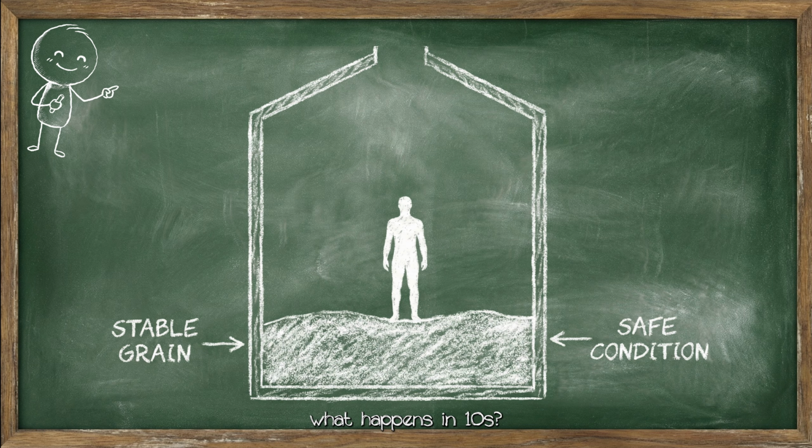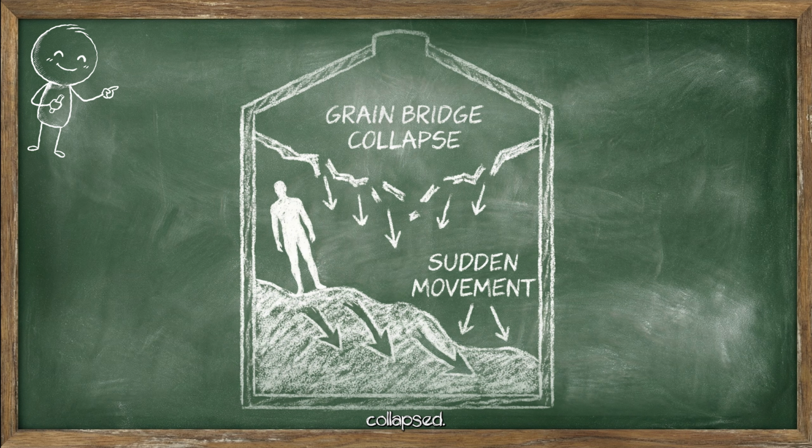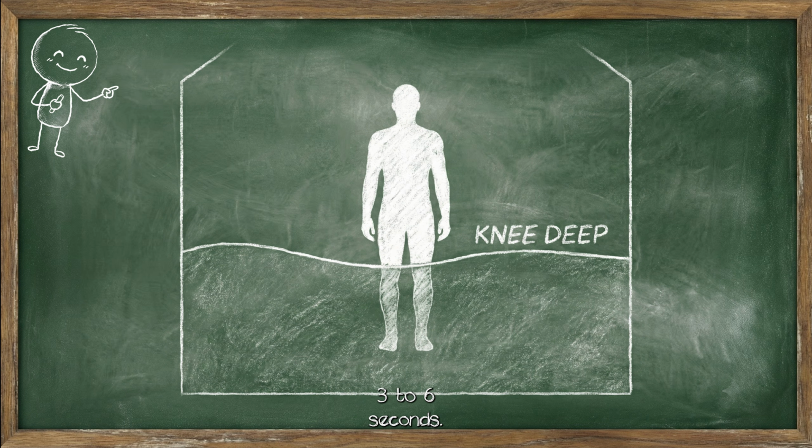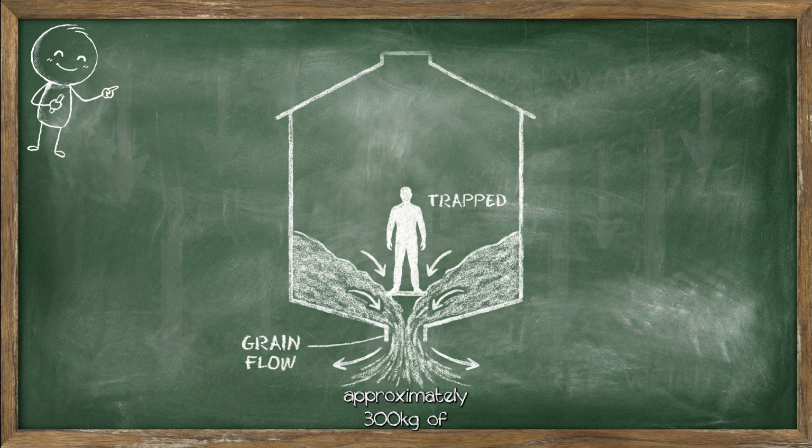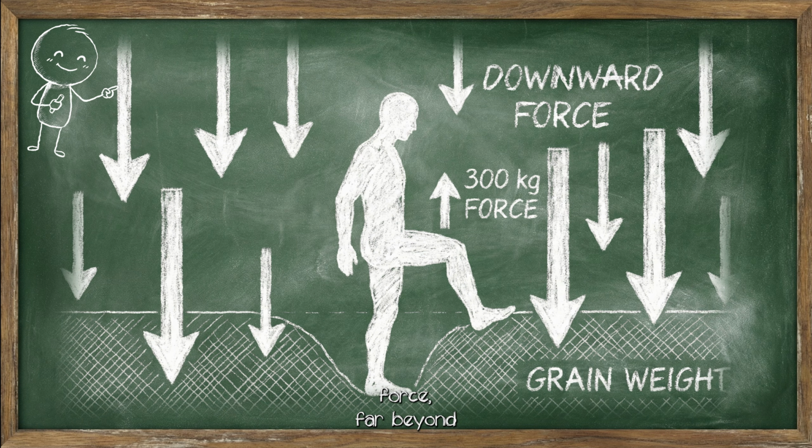Section 3. What happens in 10 seconds? Now imagine you're a worker inside the silo. The silo has started being emptied, or a grain bridge has collapsed. 0 to 3 seconds. The grain under your feet suddenly starts moving. You lose your balance. Grain wraps around your ankles. 3 to 6 seconds. Grain reaches your knees. You can no longer move, because on each of your legs, the weight of tons of grain presses down. Lifting one leg requires approximately 300 kilograms of force, far beyond human strength.